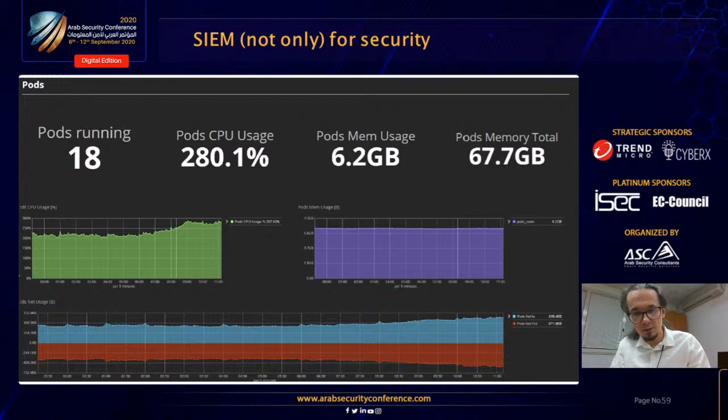Then we can look at the containers. When you are using containers in production, then your environment most likely, not always, but most likely, is quite dynamic, and you want to know how many pods are running, what the statistics of those containers are, and so on. So we can see here, for example, that we have 18 running pods, we have an average CPU usage of 280 over those pods, and the same for memory usage, and so on.